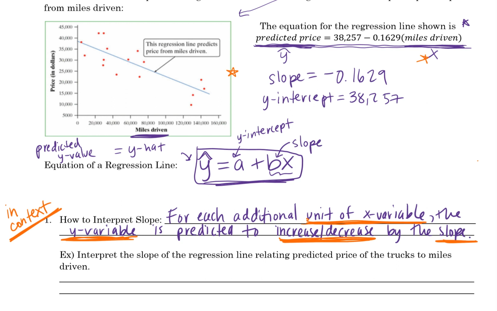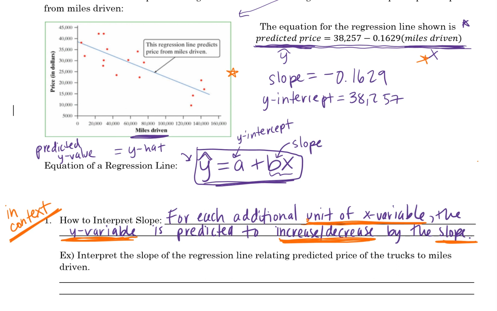So when I'm interpreting the slope for this particular problem, I'm going to essentially just fill in the blanks with the context from this problem. So I'm going to start with what I'm starting with. So for each additional unit of the x variable, okay? Well, let's talk about the x variable. The x variable is miles driven. So for each additional mile driven is what I'm going to look at. So for each additional mile driven, that's my unit of x variable, miles driven.